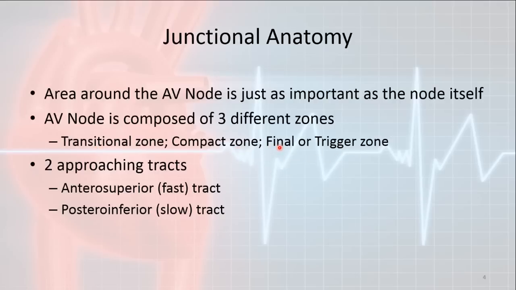Now, we're going to cover each one of these zones, so don't think that I'm just going to leave you hanging. Also, there are two approaching tracts. There's an anterior-superior tract and there's a posterior-inferior tract. I'm not really interested in teaching the actual terms, the anterior-superior and the posterior-inferior tract. If you want to learn those, that would be great. I'm more interested in making sure that you recall the fast tracts and the slow tracts, and I'll explain what each one of those means.